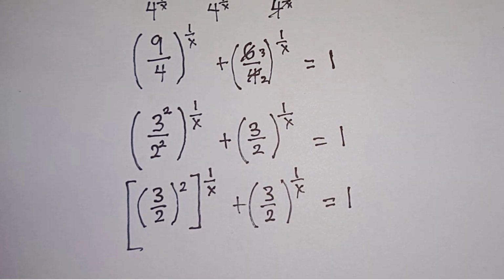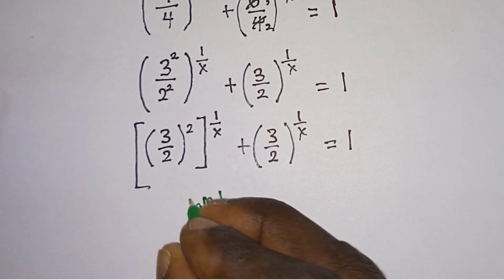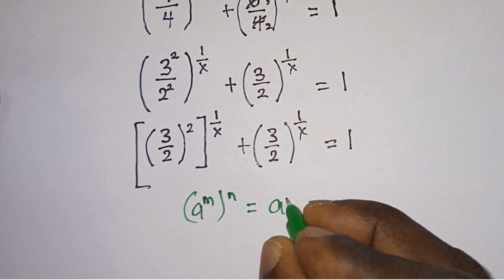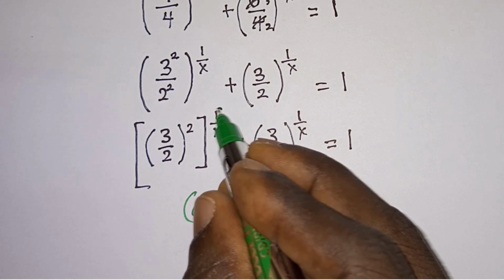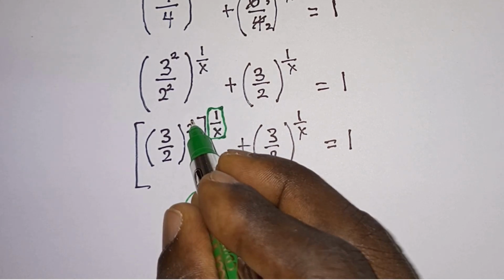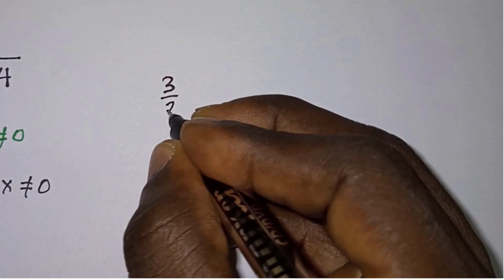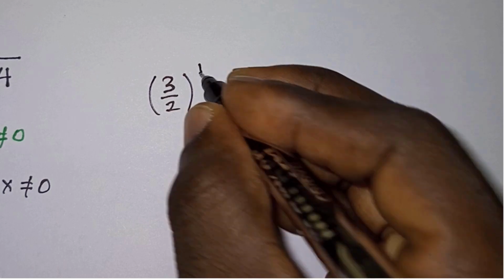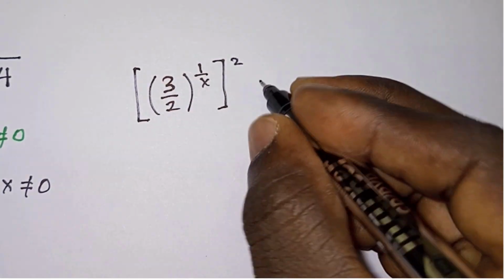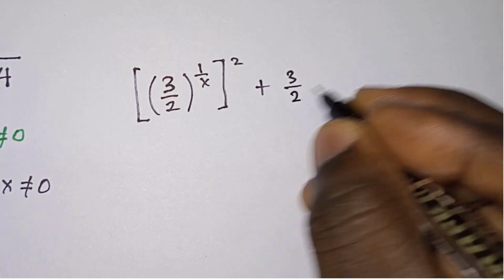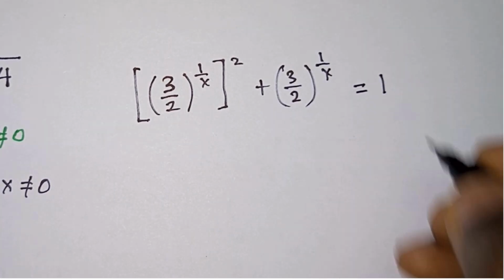Then from here we will apply a power rule, which is a to the power m all to the power n is the same as a to the power n all to the power m. So meaning we can interchange the positions of 1 over x and then this 2 over here. So we would have 3 divided by 2 all to the power 1 over x all to the power 2 plus 3 divided by 2 all to the power 1 over x is equal to 1.